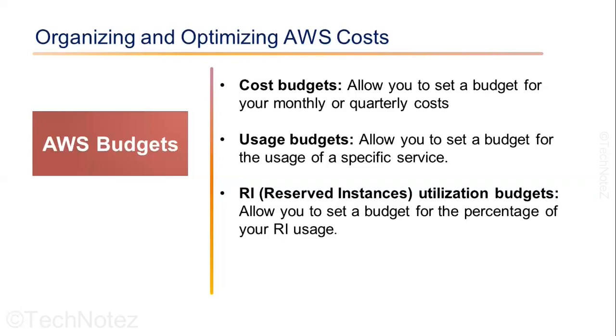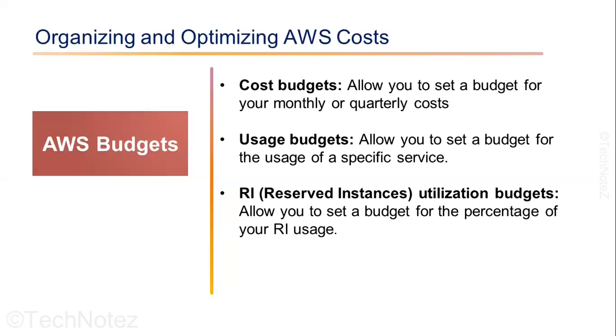RI budget or reserved instances budget allows you to set a budget for your usage of reserved instances, which are a type of pricing model offered by AWS that allows you to pay a lower hourly rate for EC2 instances and RDS database for a 1 or 3 year commitment. Reserved instance budget helps you track your usage and cost of your reserved instances.